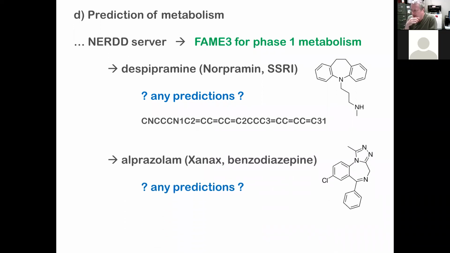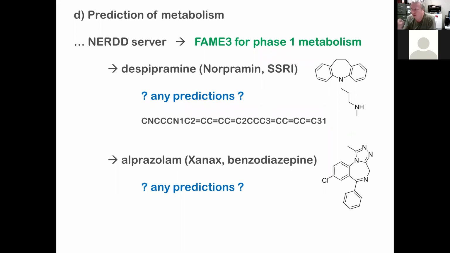Xanax is one of these benzodiazepine sedatives. Any predictions on the metabolism of this? This is a little different, right? Think back to what we said about drug metabolism. If you have totally forgotten, then this is hard, right? Anybody remember something that could happen to this?